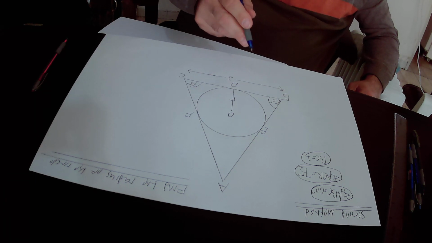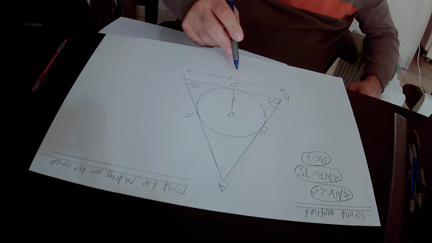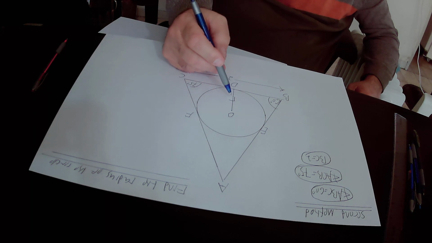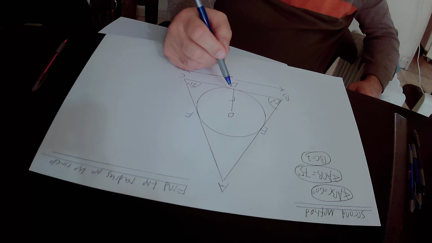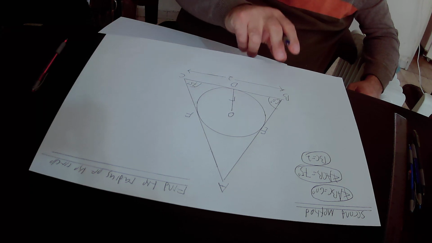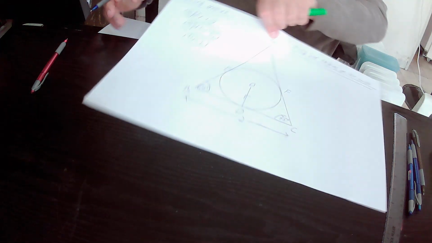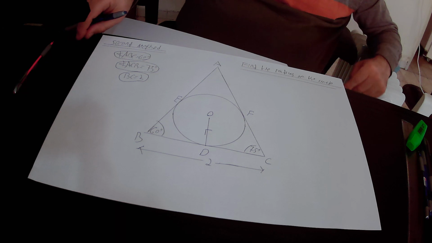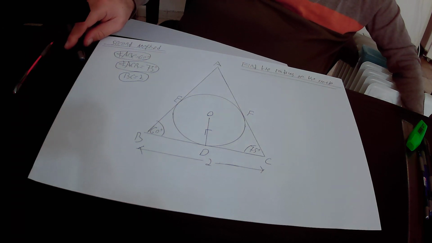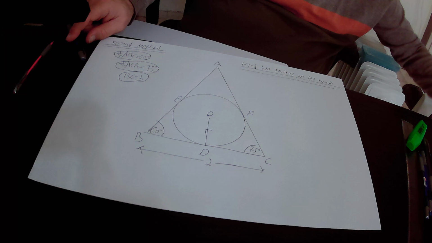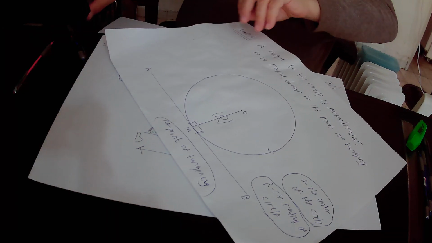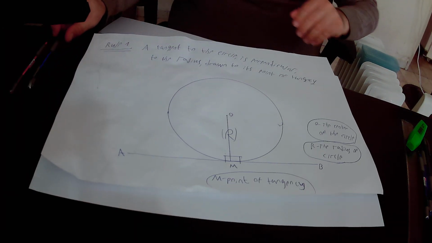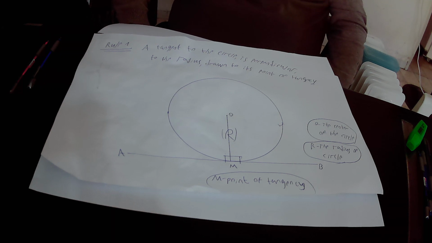Here, point O is the center of the circle, point D is a point on the circle itself, therefore OD is the radius of this circle, and we define the radius of this circle as R. And here we have rule number 1 that we can implement in our drawing. According to rule number 1, a tangent to the circle is perpendicular to the radius drawn to its point of tangency.